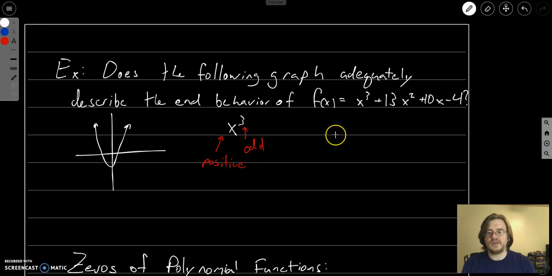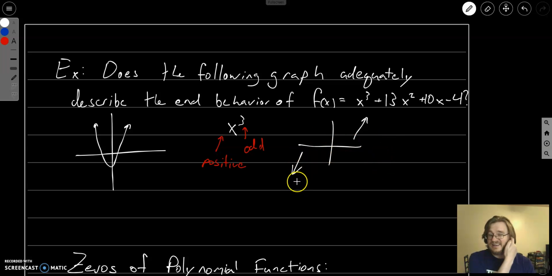So we know that the end behavior of the function, since it's odd, should be pointing in different directions, and since it's positive, as x gets really positive, the function is getting really positive, and as x is getting negative, that means that our function should be getting negative. So this function doesn't look like it describes this behavior. So the answer would be no.